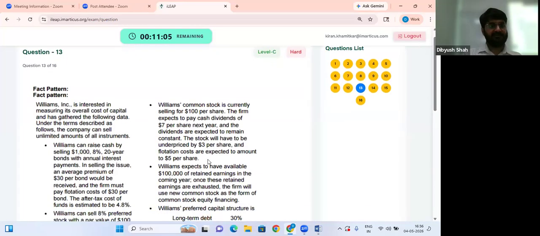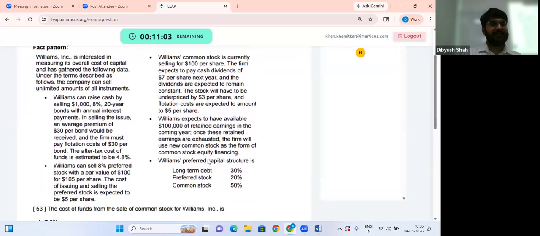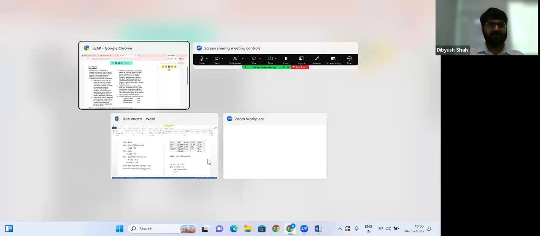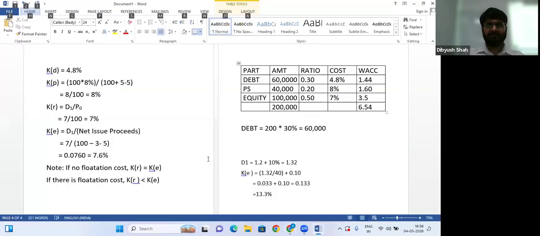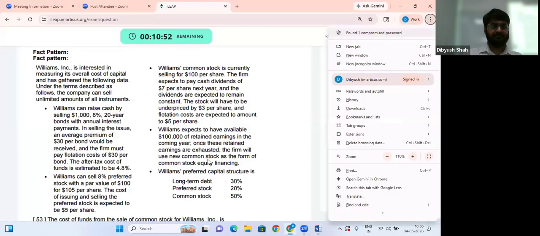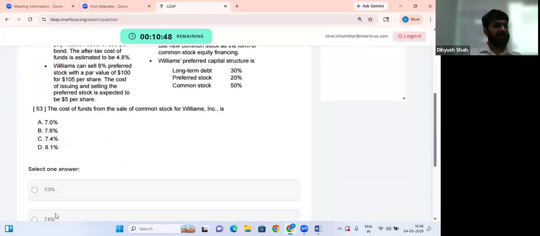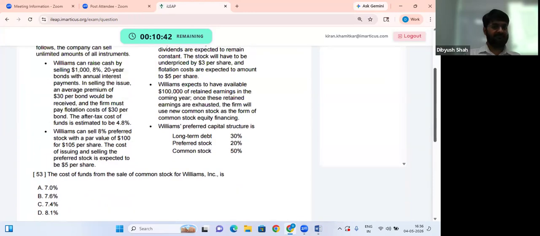Same Williams Inc. What are they asking now? They are asking cost of funds from sale of, I think we had calculated KE in that question. 7 point. Generally, they ask only a part, because otherwise it will become too lengthy for an MCQ. In CA or ACCA, they may ask the entire thing.